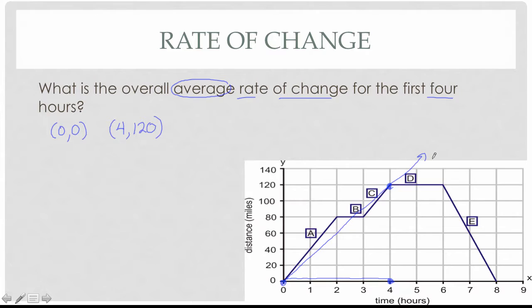So finding the slope of that line, subtract my y values, 120 minus 0. Subtract your x values, 4 minus 0. 120 divided by 4 is 30. On average then, he went 30 miles per hour, because he took a break a little bit. So he went fast, took a break, went fast. So on average, during that span, he only went 30 miles per hour. So there's your idea of average rate of change as well.